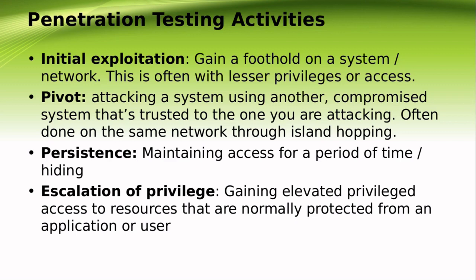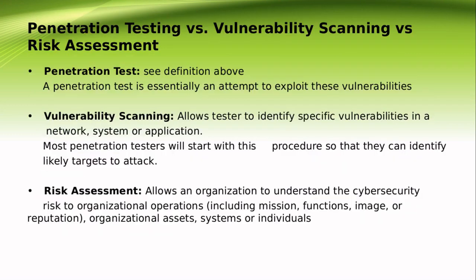Pivot. So the pivot is attacking a system using another compromised system that is trusted by the one you are attacking, often done on the same network through island hopping. Persistence: maintaining access for a period of time, hiding. Escalation of privilege: gain elevated access to resources that are normally protected from an application or user.